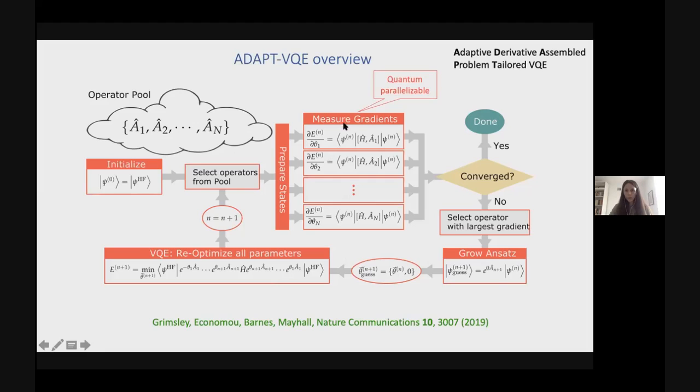And one important point is that this step here is quantum parallelizable. So you can imagine that you do each of these measurements on a different quantum processor, so this would not cost you in terms of time.